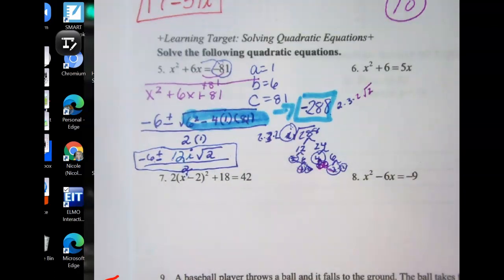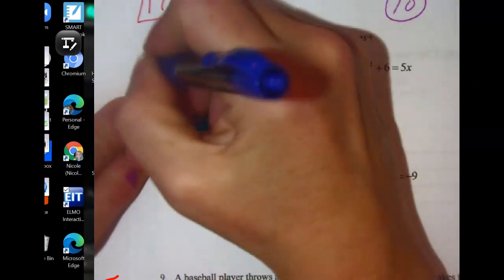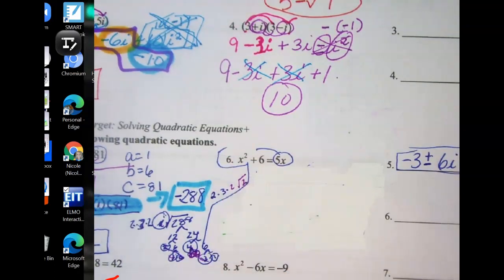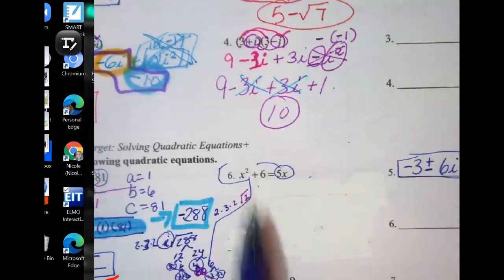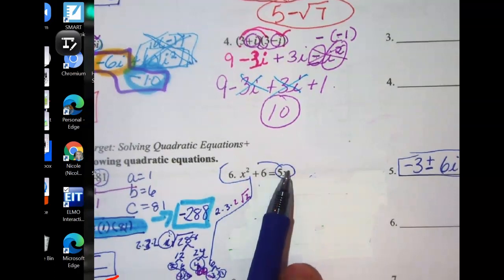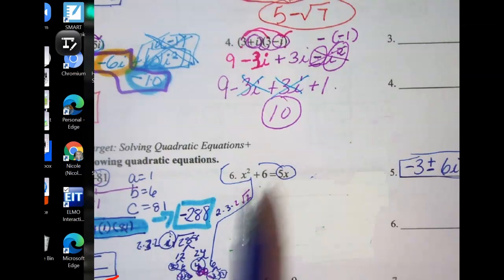Okay, so that was using the quadratic formula. Now we're going to problem 6. I kind of roped it off so that you'd have more room and you can see. So I'm going to do this one. Looking at this, I can tell right away these numbers are a little bit smaller and they're easy to factor.